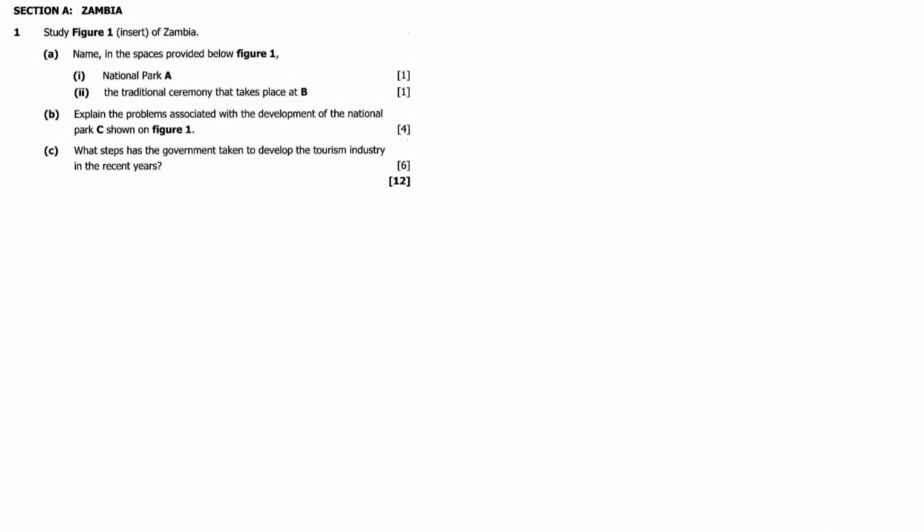Okay, so let's begin with Section A, which is on the map of Zambia. So the national park marked A is this one here, so that is the Kafue National Park. Then II, the traditional ceremony that takes place at B. So part B is located in Northwestern Province. So Northwestern Province, there are several traditional ceremonies. So we can say Likumbi Lya Mize, Lunda Lubanza, and so on.